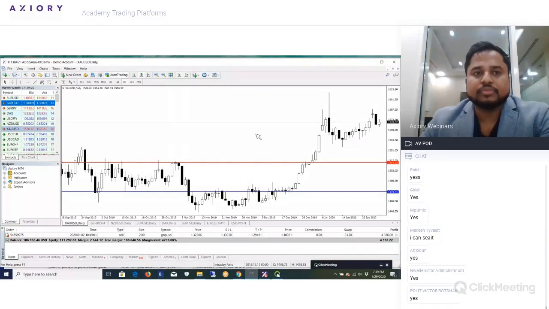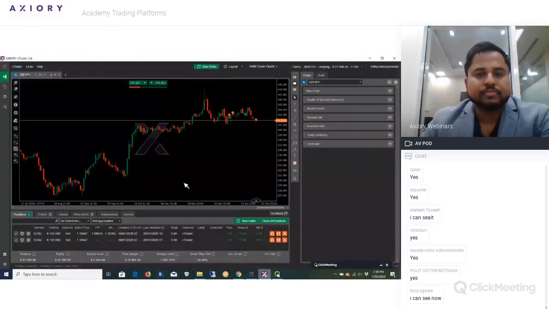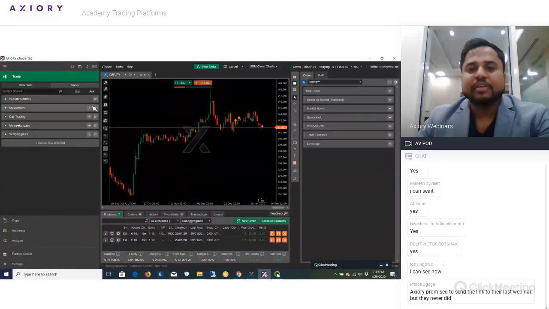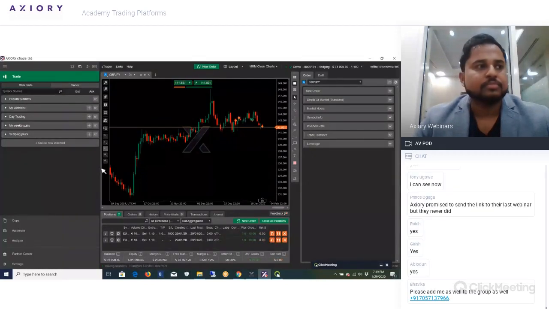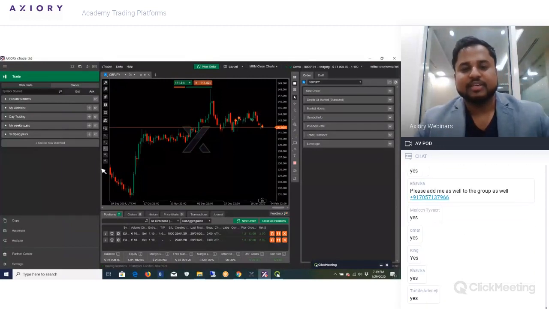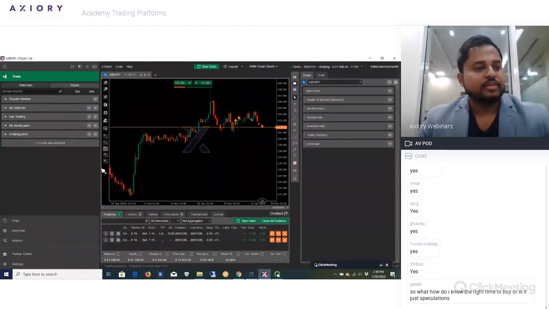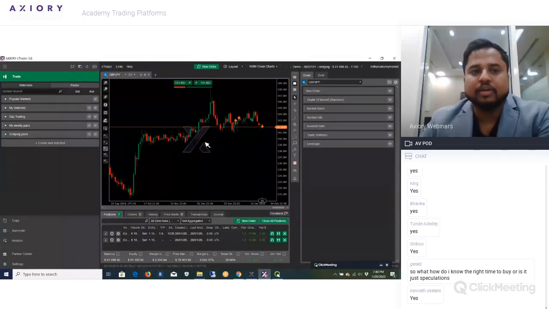Okay, so I think that's for MT4 now. Now we will slowly go to the next platform, cTrader. Can everyone see the screen of cTrader? Yes. Okay, good. It is a very advanced software.